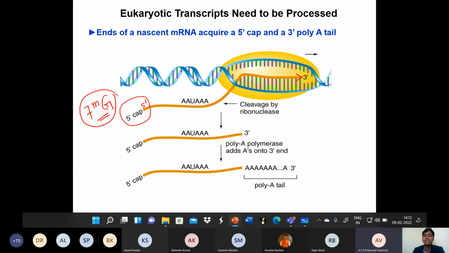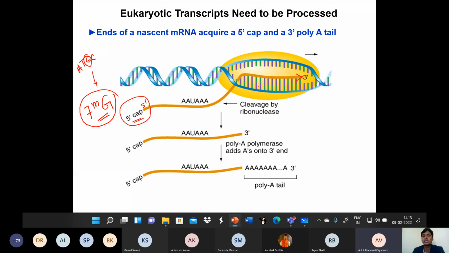Why modified? This is a little different from guanosine or G residue. In DNA, we have A, T, G, C, this G. But this is a little different from the normal G. This is 7-methyl. Every mRNA at its 5' end acquires 7mG. That is also called 5' capping, the 5' cap.